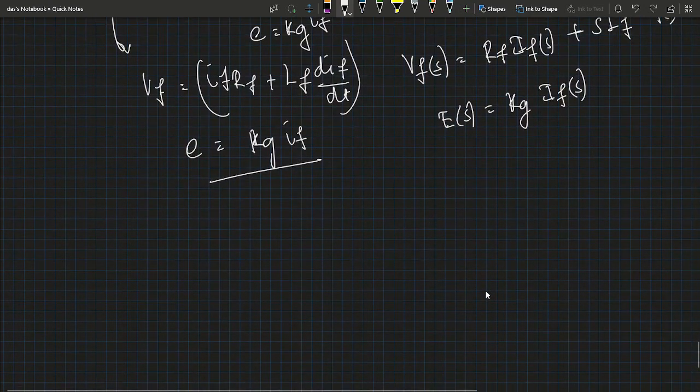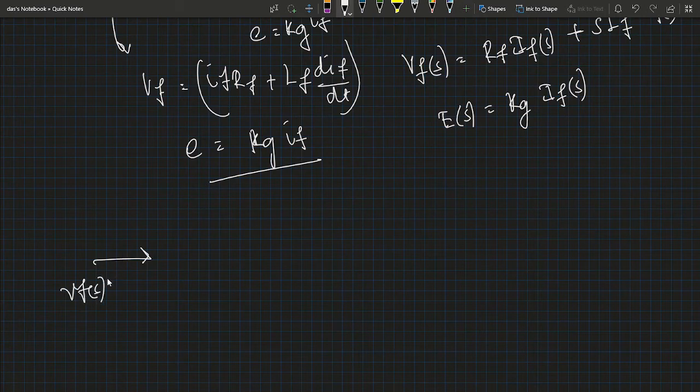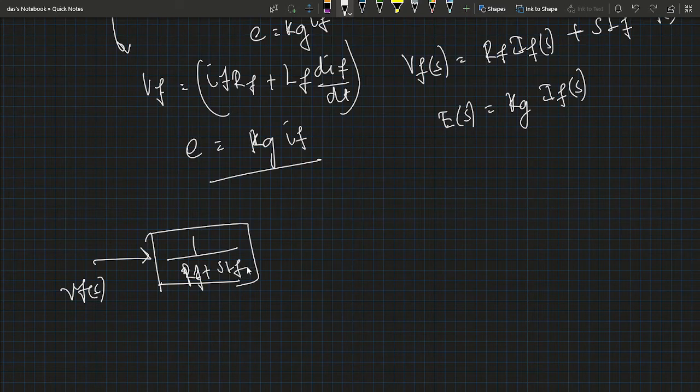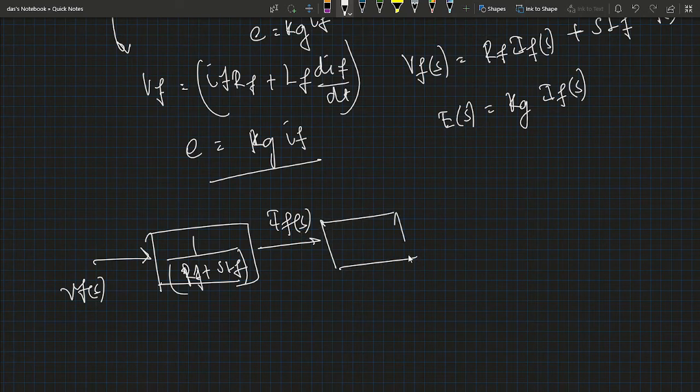Now if we model the block diagram, first the input is VF(s). Here the transfer function is 1 by RF plus s into LF. And the output is the field current. Now what is the relationship between the field current and the EMF? It is multiplied by Kg, and we get the EMF voltage E(s). So this is the block diagram of the separately excited DC generator. Okay, this is very important.